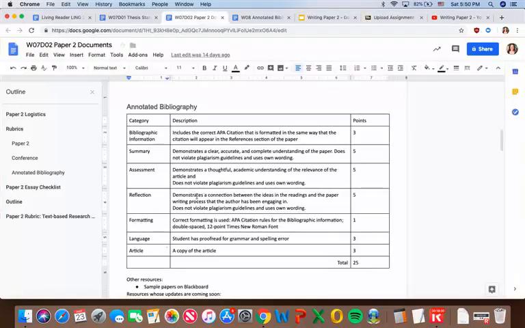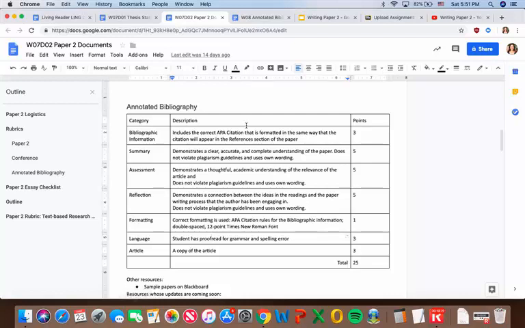Again, look at this rubric and make sure that you're following these guidelines. I've got these 4 parts right here: the bibliographic information, the summary, the assessment, and reflection. Make sure you have 2, not 1, but 2 annotated bibliographies that include these 4 pieces of information clearly. You're also thinking about the formatting, the language, and also including a copy of the article. So you're submitting the writing and the article separately, but that's important. Just think about that, and keep those 2 compartmentalized, and you'll be fine.